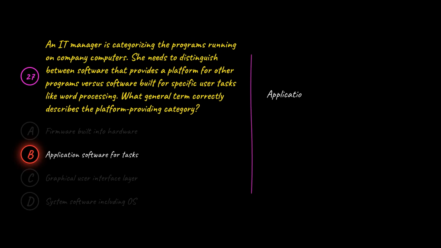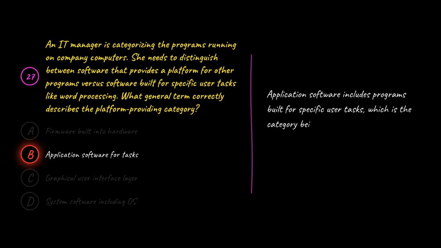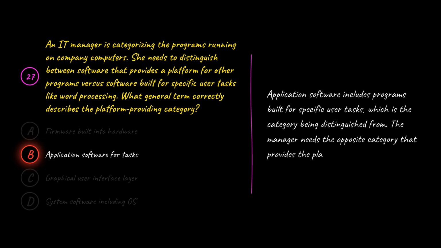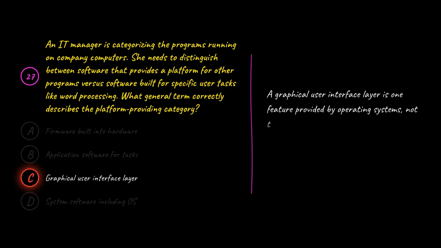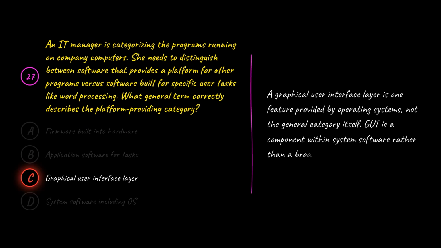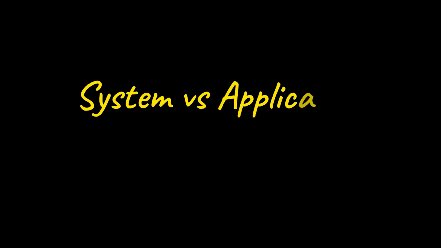B is wrong because application software includes programs built for specific user tasks, which is the category being distinguished from. The manager needs the opposite category that provides the platform, not the one containing word processors. C is wrong because a graphical user interface layer is one feature provided by operating systems, not the general category itself. GUI is a component within system software rather than a broad classification of platform providing software.